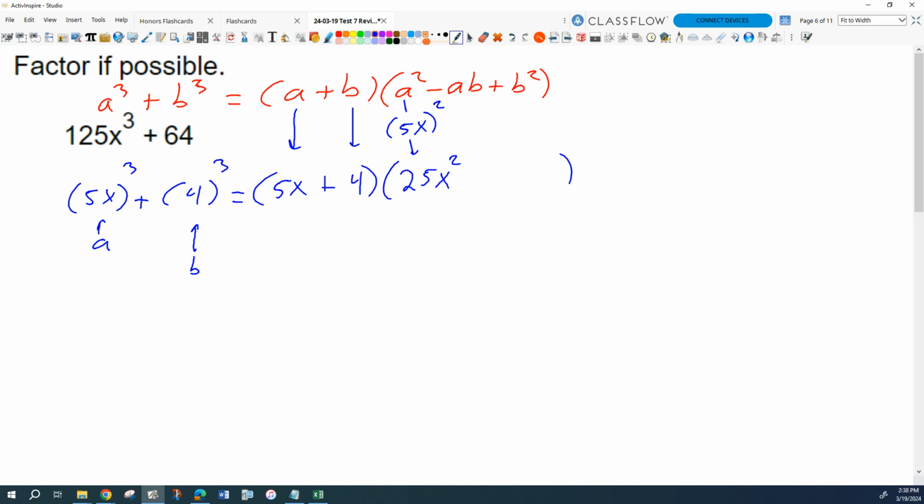Okay, A times B, well, that's just going to be 5x times 4. What's that? 20x, you bet. And then B squared, that's just 4 squared. What's that going to be? We're done. Okay. Remember, that trinomial, don't mess with it.